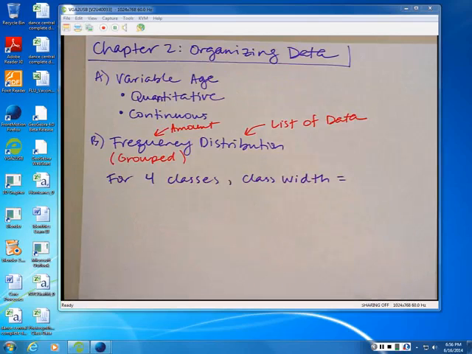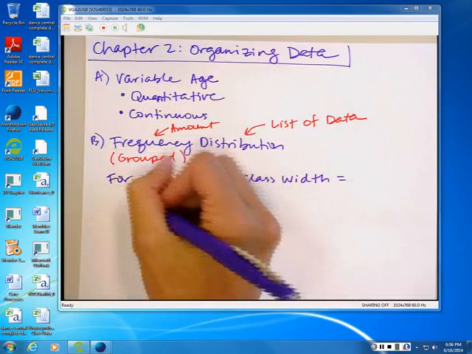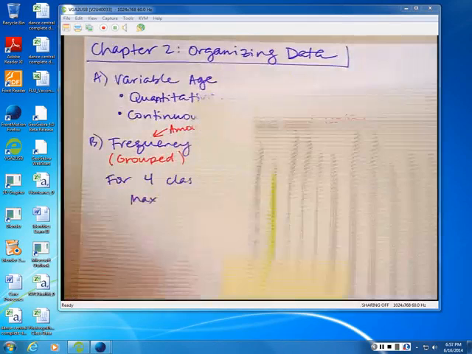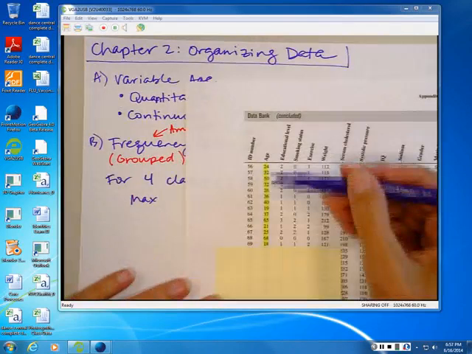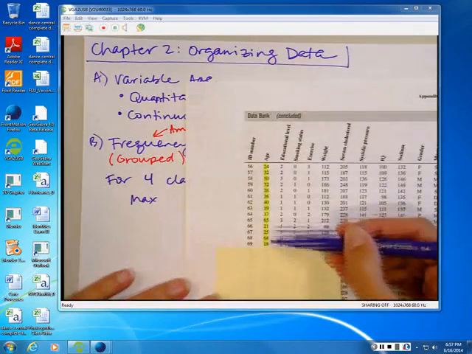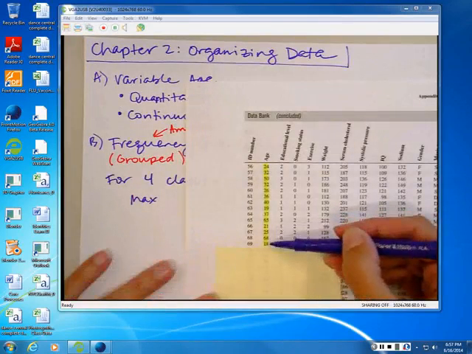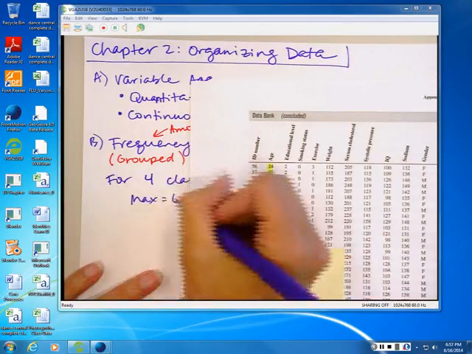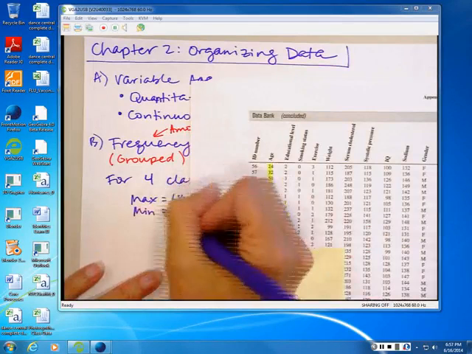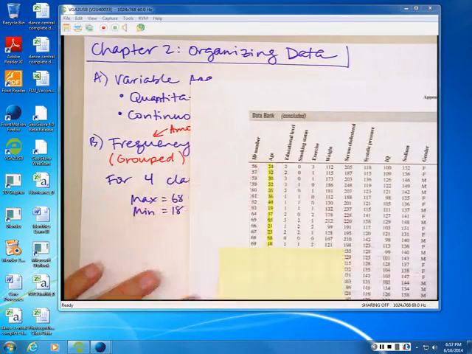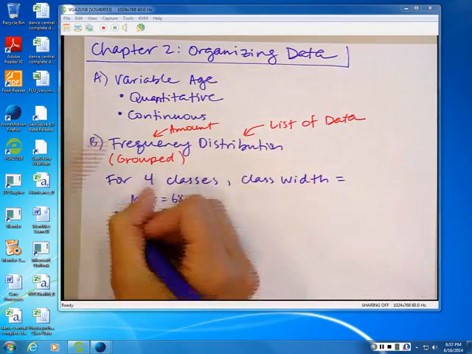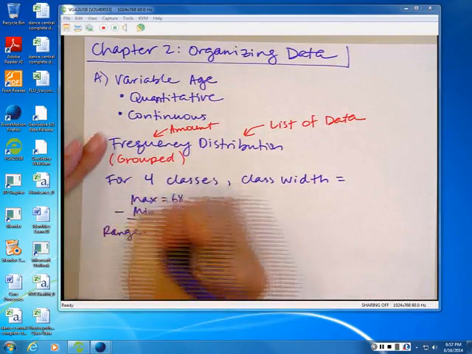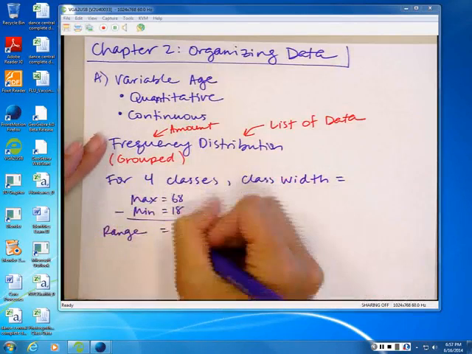I need to figure out the maximum and the minimum data value for the data that I've chosen. I go through here and I see that the highest data value is 68, and the lowest data value is 18. So my maximum is 68, my minimum is 18, and if I subtract those two, I get the range. 68 minus 18 is 50.